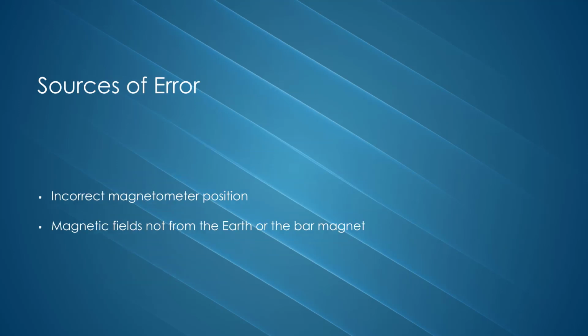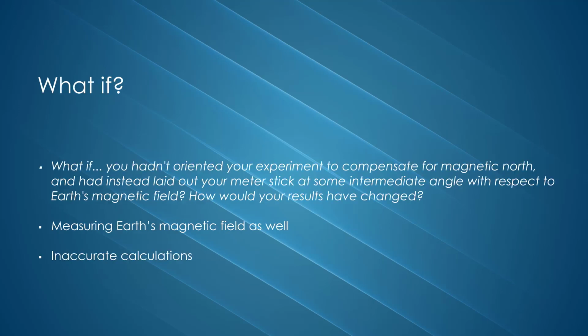Sources of error. One error could have been incorrect sensor positioning, but a really big one was the fact that there were magnetic fields that did not come from the Earth or the bar magnet. Inside the room, there were tons of smartwatches, laptops, tablets, phones, and just straight-up magnets or magnetic objects. Those things produce magnetic fields, which will heavily influence our sensor readings.